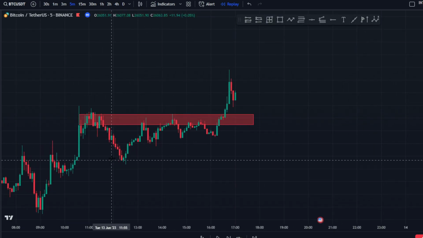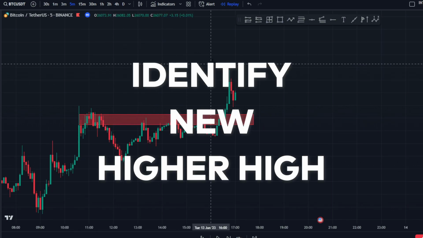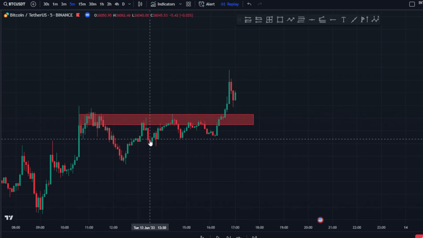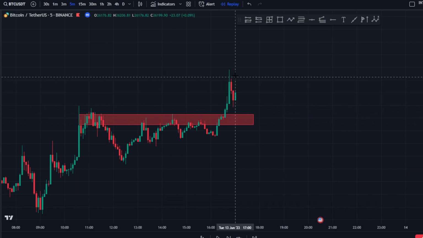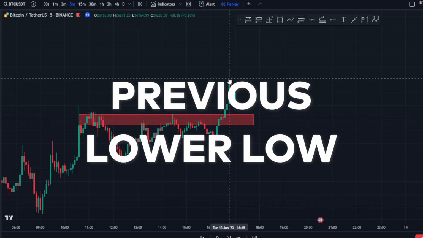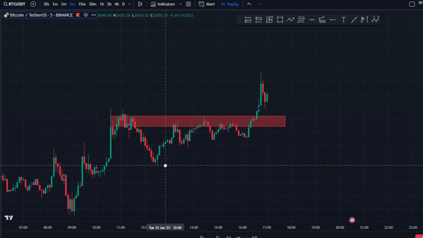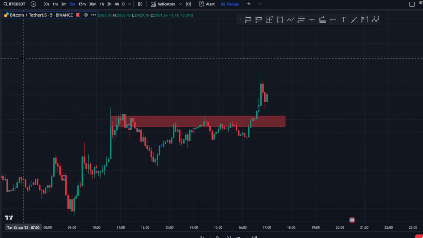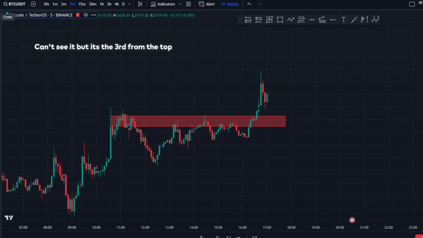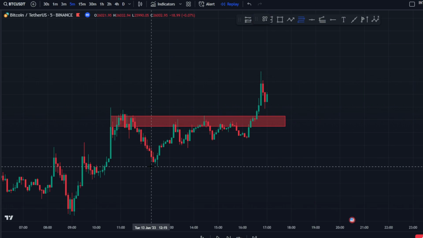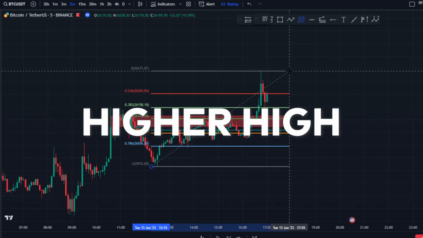After it breaks through, you want to identify the new higher high, which is right here. You can see the price broke through and made a new higher high, and you want to identify the previous lower low, which is what we have right here. Next up, you want to use the Fibonacci tool. You can go to the third one on the left of the TradingView app, click on Fibonacci retracement, and draw it from the bottom of the lower low to the higher high.